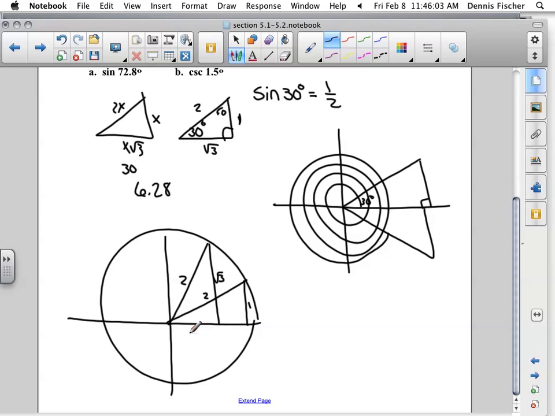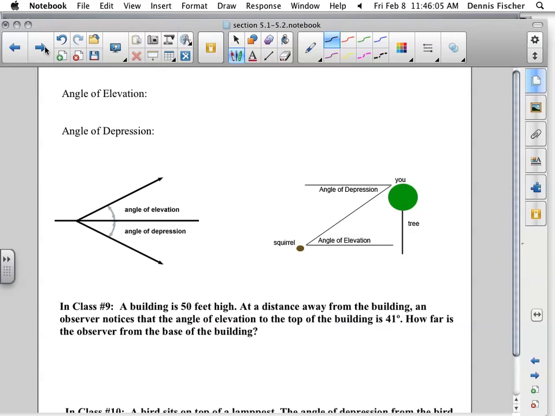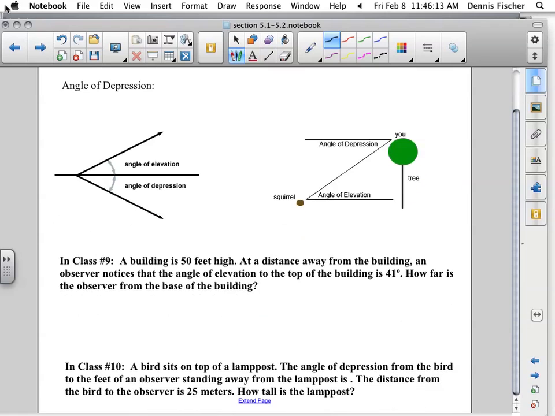Okay. So we got the calculator, and we kind of did angles of elevation and depression, don't you remember? Let's see. Try this one. A building is 50 feet high. A distance away from the building, an observer notices that the angle of elevation to the top of the building is 41 degrees.